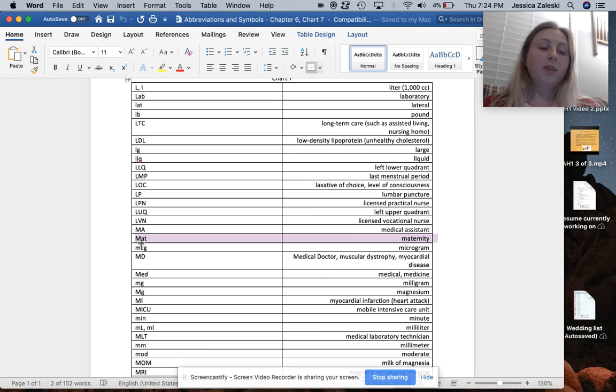MAT, now this is with a capital M. This is maternity. This means the time that you're pregnant, right? Like maternity clothes or clothes that you wear while you're pregnant.